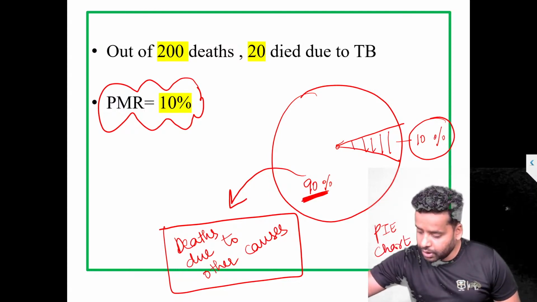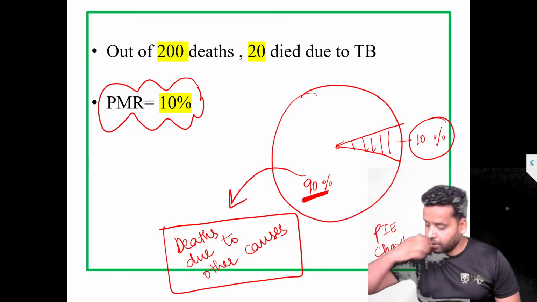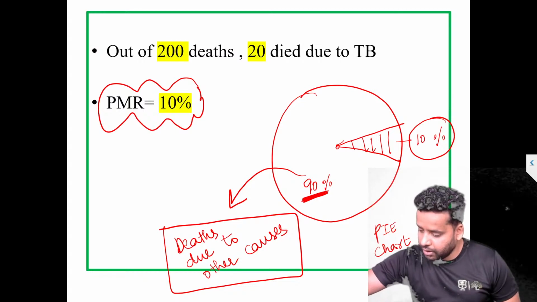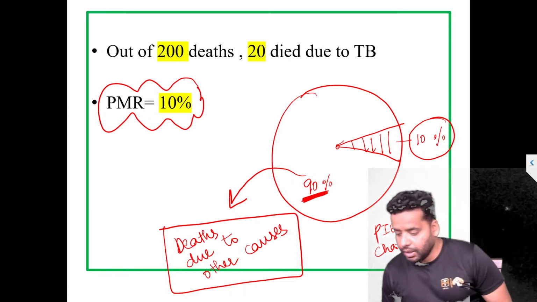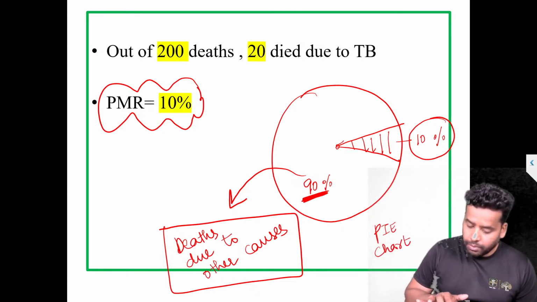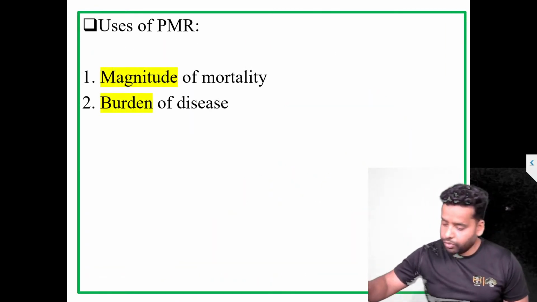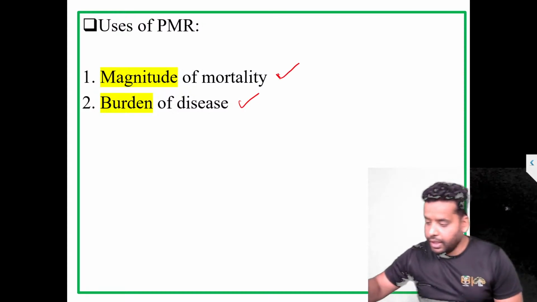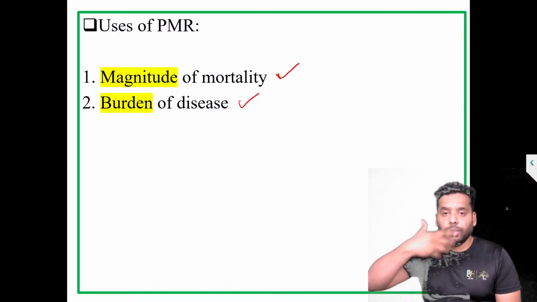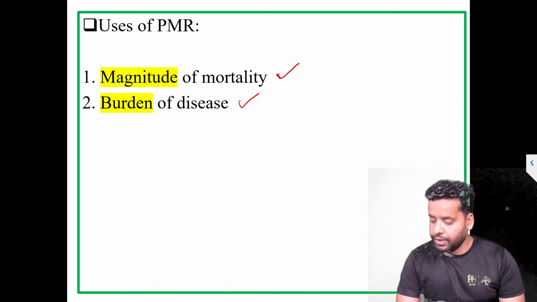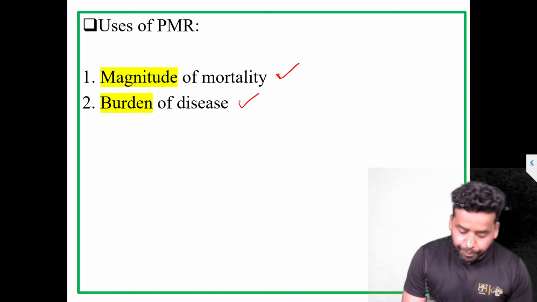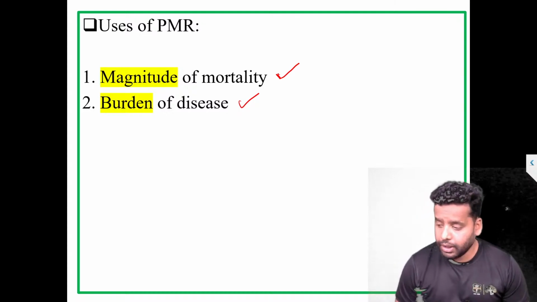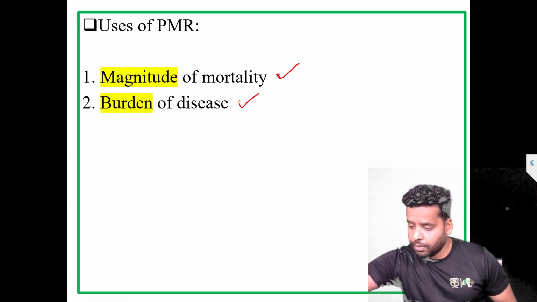Yes, contribution. Understood. The word contribution. Yes. Burden. Very good, beta. It will indicate burden of a disease, magnitude of mortality. Write this word. Proportional mortality rate can indicate which disease is contributing more. It will indicate burden of disease, true or false. Burden of disease with respect to mortality, I am telling.